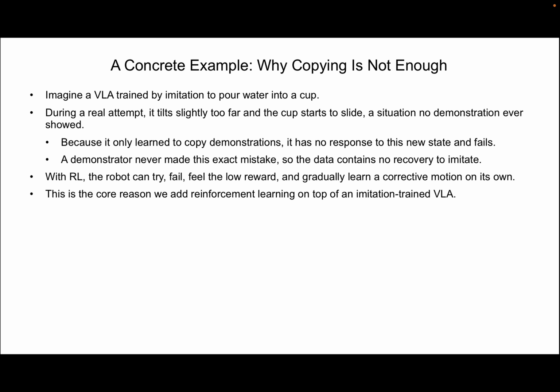That can actually be partially addressed with a huge amount of pre-training and datasets, but that's essentially just a covariate shift, right? In behavior cloning, we suffer from covariate shift. A demonstrator never made this exact mistake, so the data contains no recovery to imitate. With RL, the robot can try, fail, feel low reward, and gradually learn a corrective motion on its own. So this is the core reason we add reinforcement learning on top of imitation-trained VLA.